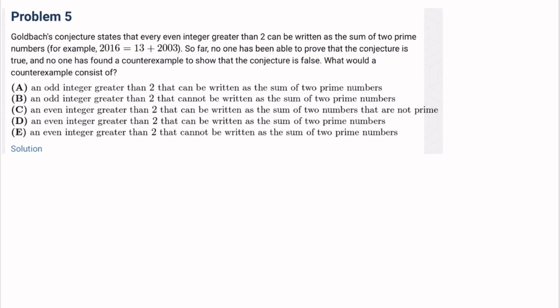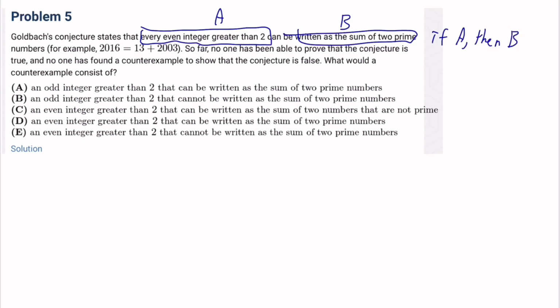Okay, so if we just look at this conjecture, if it's an even integer greater than 2, then it can be written as the sum of two prime numbers. So it's A and then B, let's say, then it's going to be if A, then B format. Then we want to have a counterexample. This is going to be something that's A, but not B. So that means it is going to be an even integer greater than 2, but it can't be written as the sum of two prime numbers. That is basically E. So that's our answer.